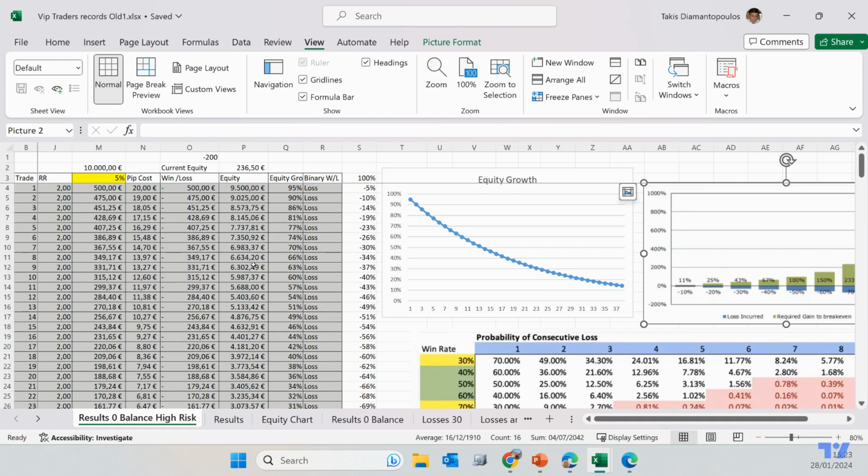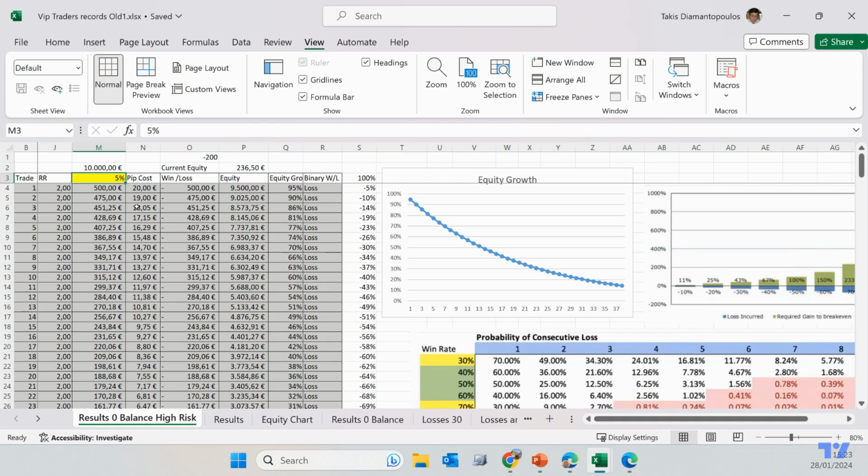So guys, a good way to start is that 2%. Okay, so we have to consider all of this stuff at the same time: probability, the losses versus the required gain to break even. Okay, so 2%, 3% is good.